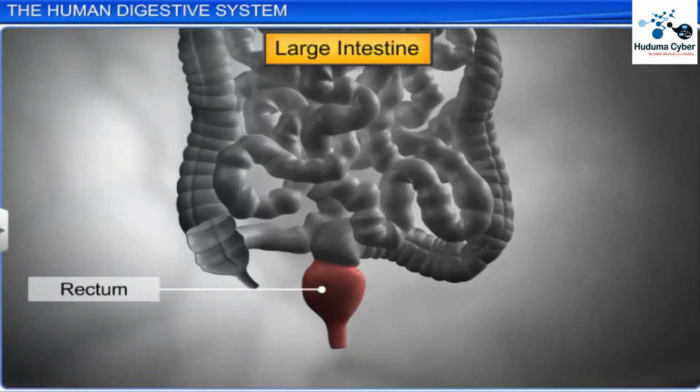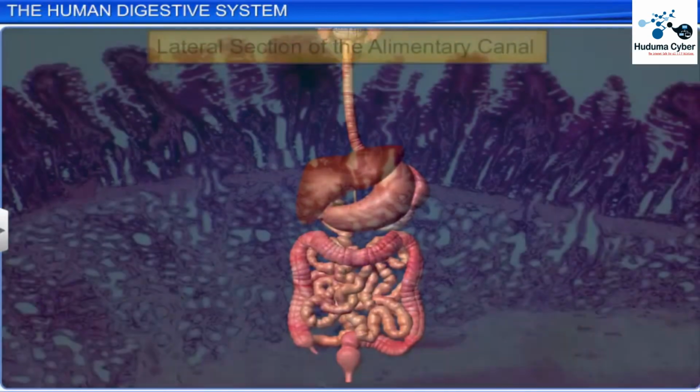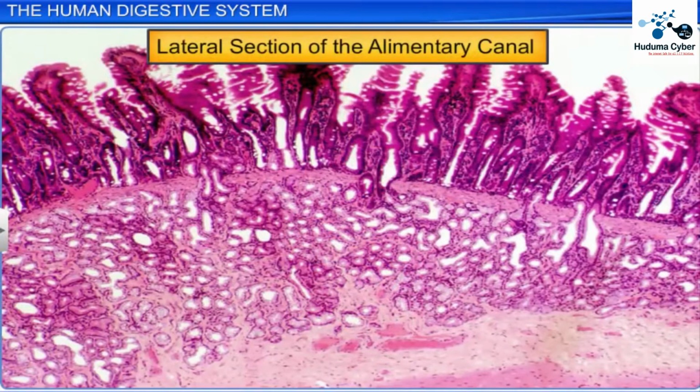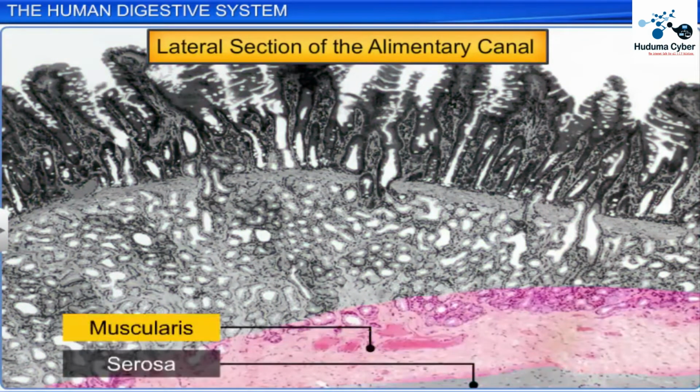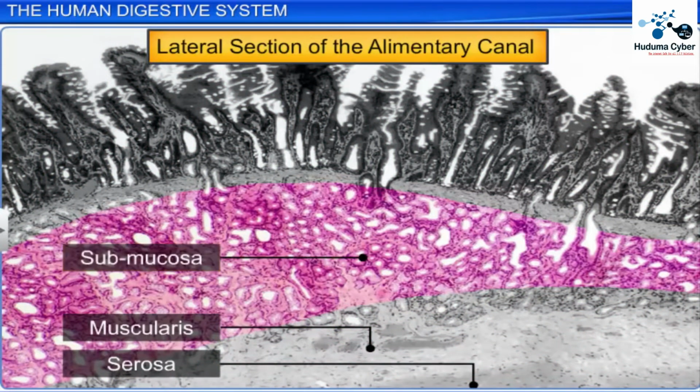The rectum leads to the last member of the alimentary canal, the anus, which expels the undigested food remains. The wall of the anus, as well as other organs of the alimentary canal, is made up of 4 layers of tissues, namely the serosa, muscularis, submucosa, and mucosa.